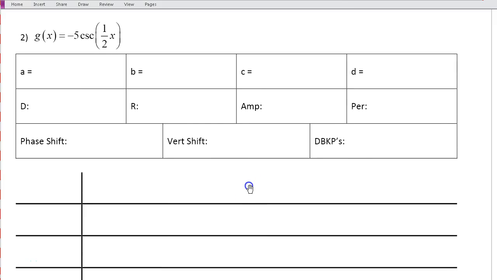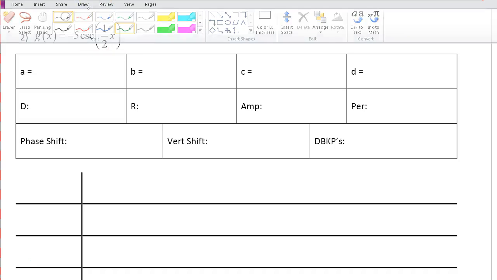This is Mr. Martin. These are video notes for Pre-Calc Advanced. We're in Unit 6. This is the fourth video that we're talking about graphing secant and cosecant. We just looked at a secant example, so let's take a look at a cosecant example.